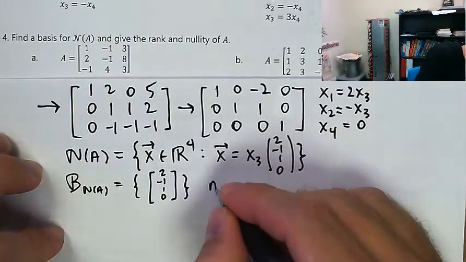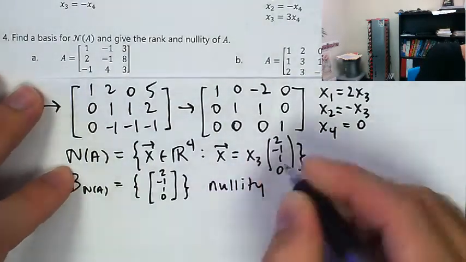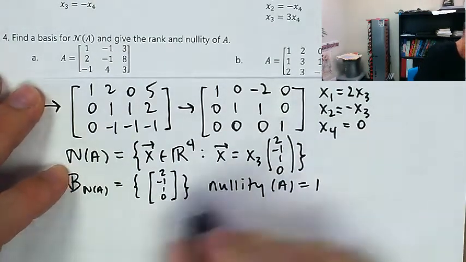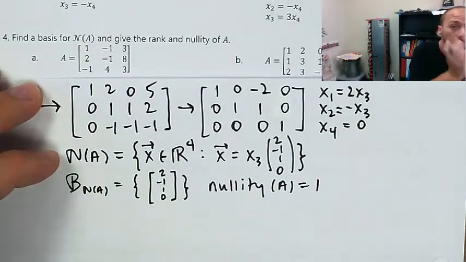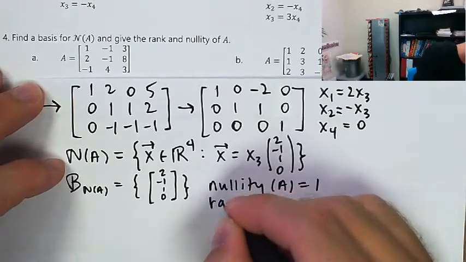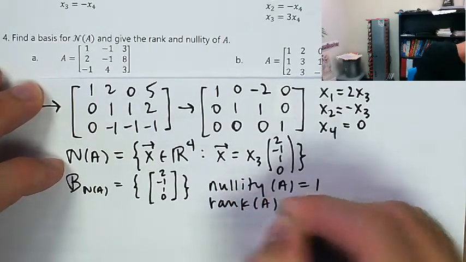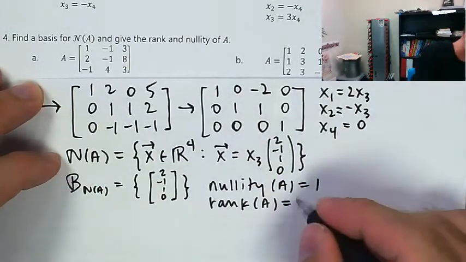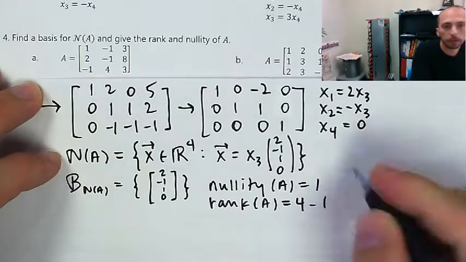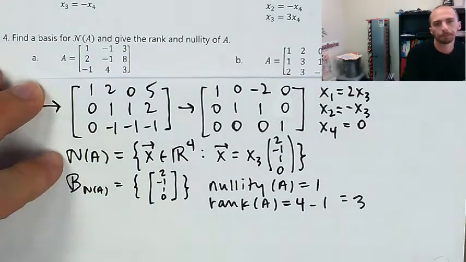So that means that the nullity of A is equal to 1 because there's only one vector in the basis. And therefore the rank of A is equal to the number of columns minus the nullity, which is going to be 3.